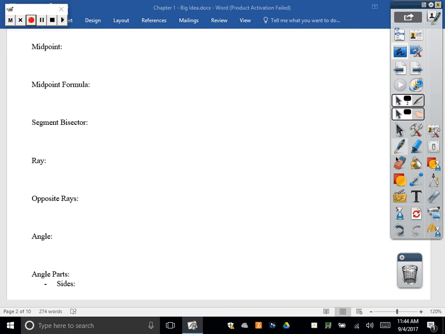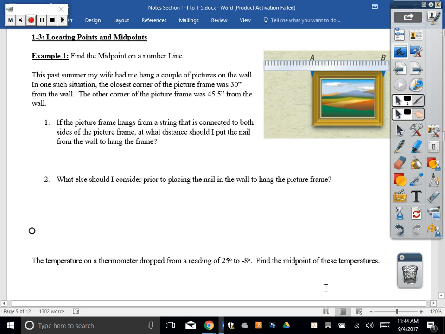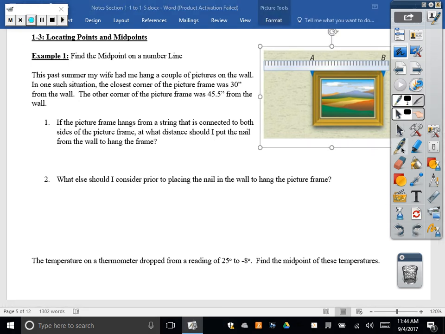Well, here's what's going on. If I go ahead and pull that up, the problem, where is it? Right there. Okay. So this isn't the exact problem, but it was very close. This past summer, my wife had me hang a couple of pictures on the wall. In one such situation, the closest corner of the picture frame was 30 inches from the wall. So this length right here was, and see if I can get my pen tool to come up. There we go. This length right here was, I didn't do that very well, but that was 30 inches.